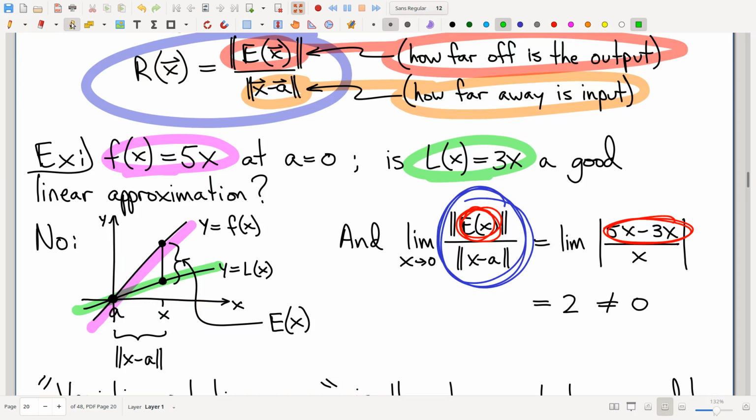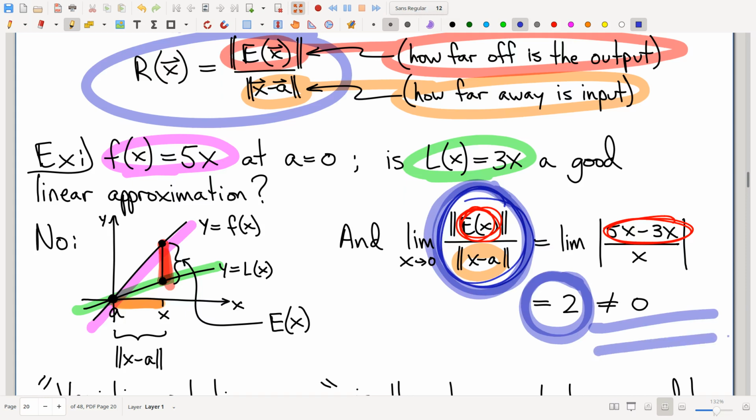So we're going to take our errors, which are these red distances. We're going to divide by how far away are we in the domain? That's those orange distances. And red divided by orange. You can see it geometrically here, or you can look at the algebra over there. As x approaches a, our error is getting smaller, but our input difference is also getting smaller. And this proportion, the relative error, is approaching 2, which is not 0.